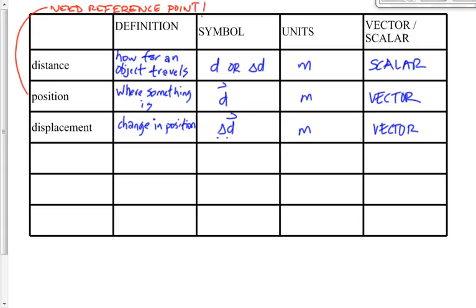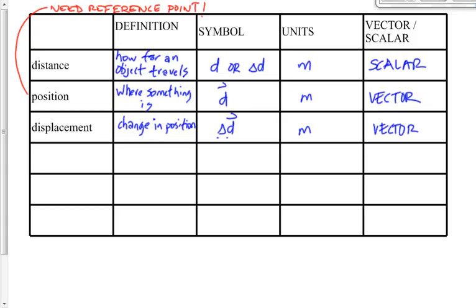What was my position? 1 meter north of the wall. What's my position now? 6 meters north of the wall. What's my change in position or my displacement? 5 meters? Yeah, you don't need to say 5 meters north of the wall. 5 meters north is okay, right?